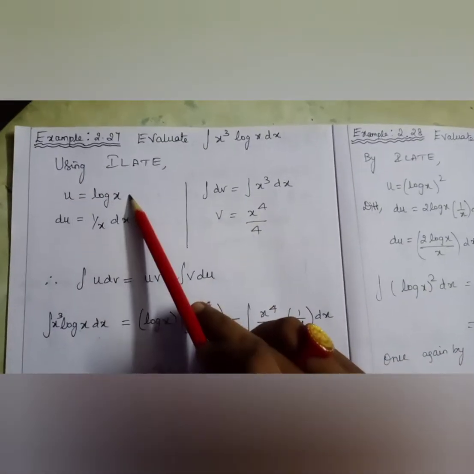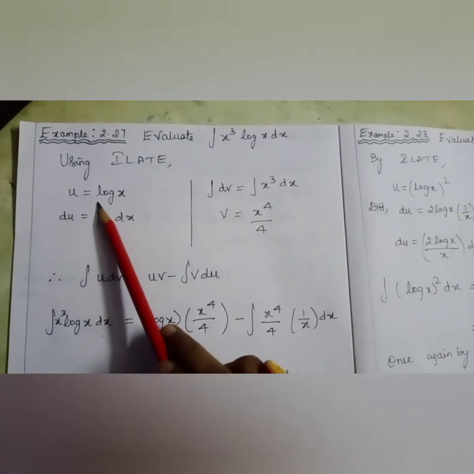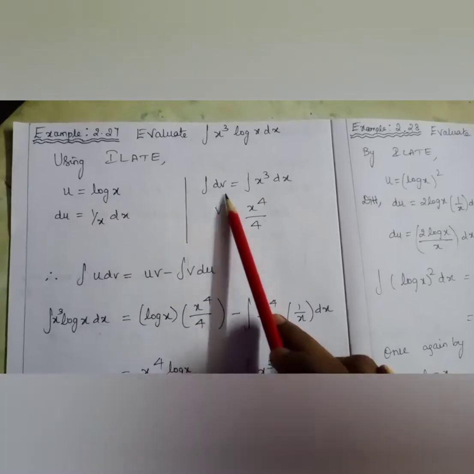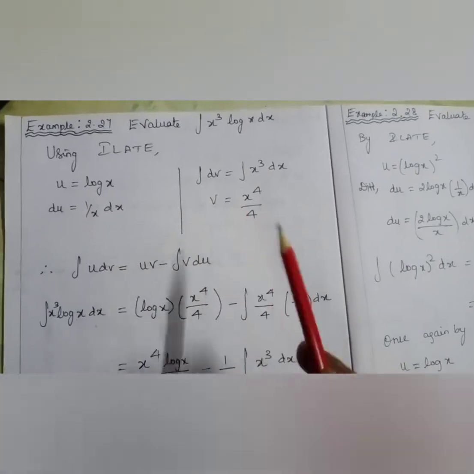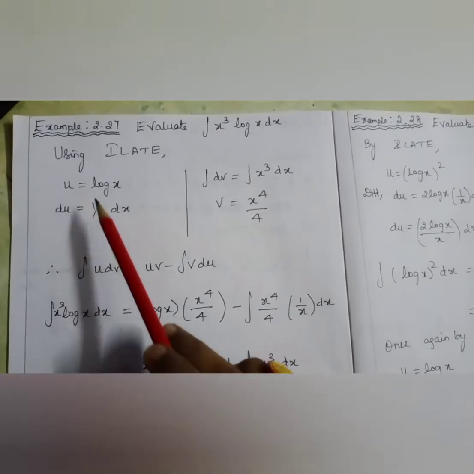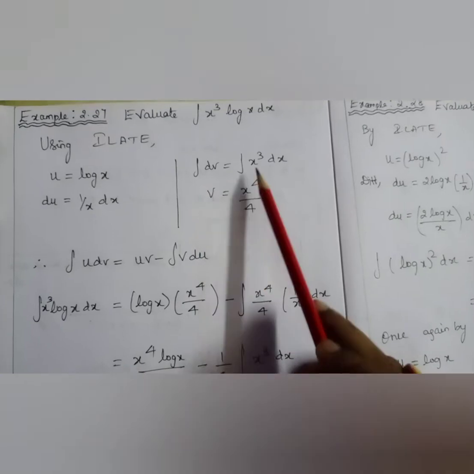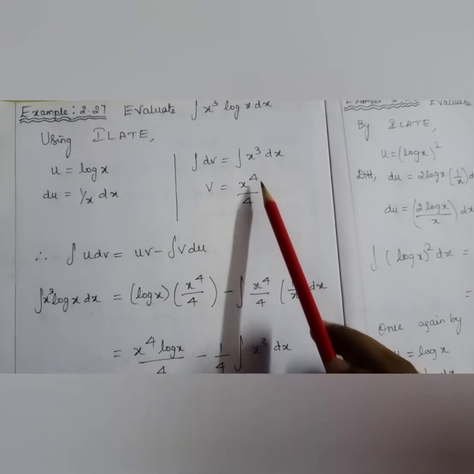So u is equal to log x and dv will be x cube dx. So u has to be differentiated and dv has to be integrated. We will be doing both the things together. So when I am differentiating u, du is equal to 1 by x dx, and when I am integrating dv I will get v, and integral of x cube is x power 4 by 4.